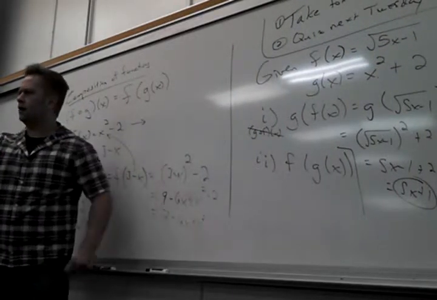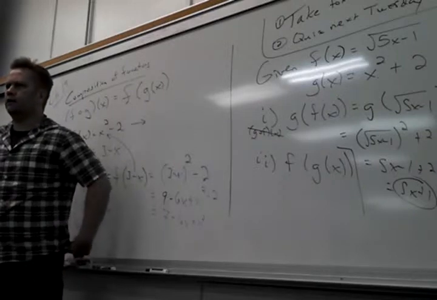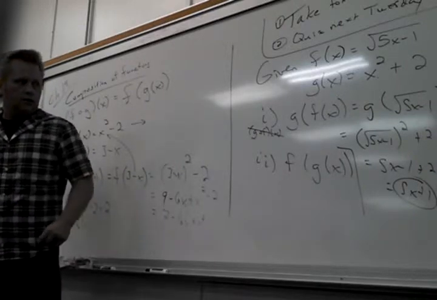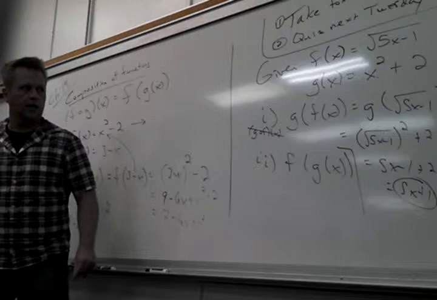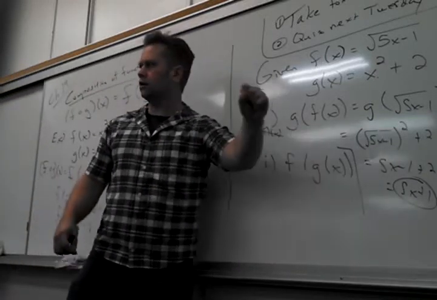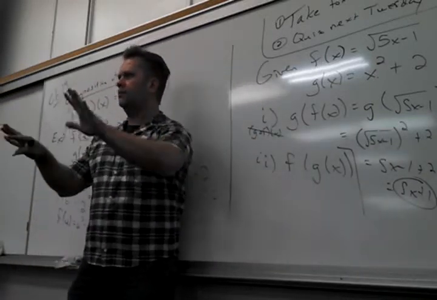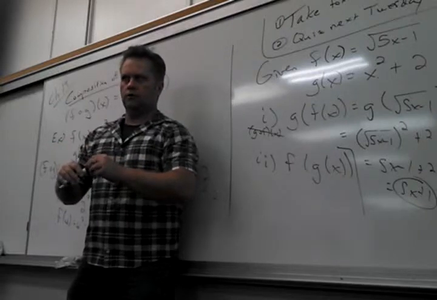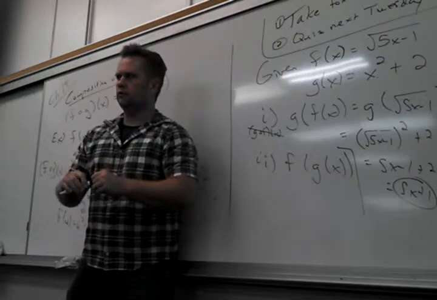Don't worry too much about absolute values and stuff. We'll just assume it's all positive for right now, just to get the idea. So the squares canceled out? Yeah, what do the square root and the square do to each other? They're opposite functions, right? So they cancel each other out.